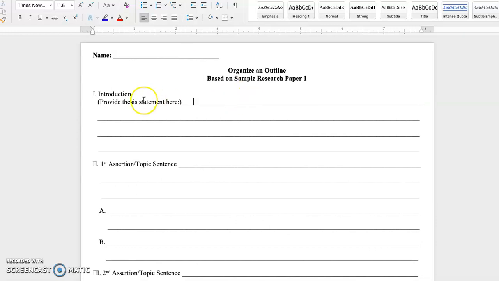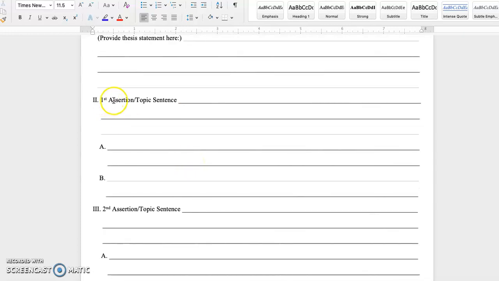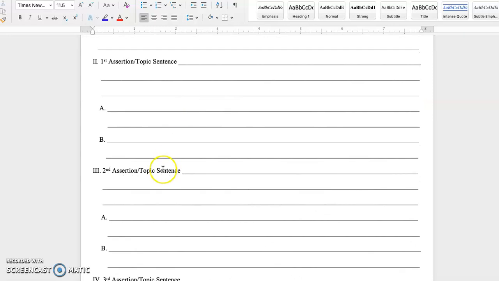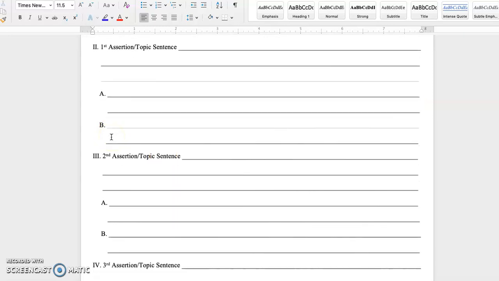So if you look at it, what do we have here? We have the introduction where you just provide the thesis statement. You've already done that, so it's just copying and pasting. First assertion topic sentence. I'm going to review how to do that. Second assertion topic sentence. You'll notice under each assertion and topic sentence it reads A and B.